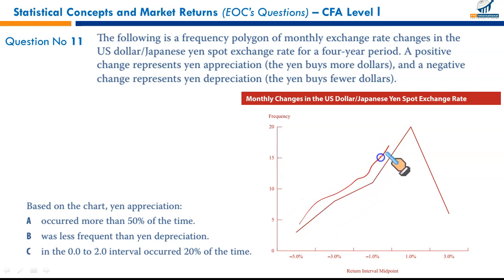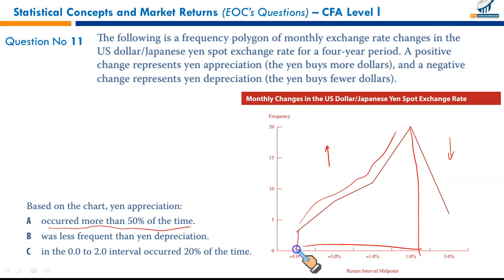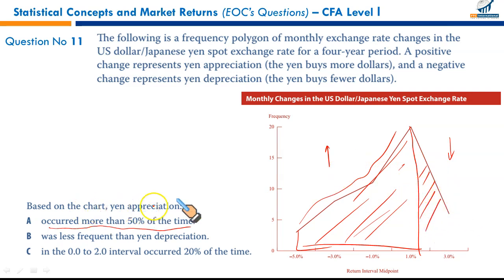This is the increasing trend till here. Here yen is appreciating, and the next part is showing depreciation, decrease in the exchange rate. So based on the chart, yen appreciation occurred more than 50% of the time. As you can see, the more observations are in this region, so clearly it's greater than 50%. Decrease is comparatively lower in proportion. So we can assume that the appreciation occurred more than 50% of the time.